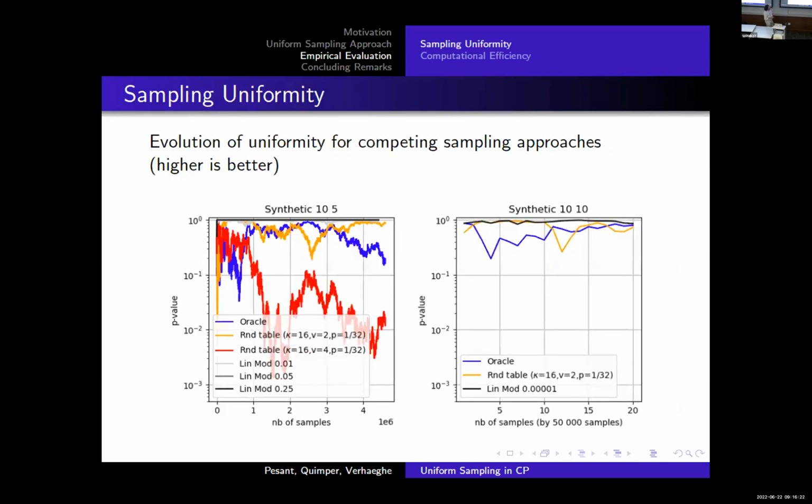Okay, graphs here. So we generate a bunch of samples. The x-axis is number of samples, and we track how uniform it is as we go. Higher curve is better, right? Closer to 1 at the top is better. You will see throughout the gray lines are our approach with different lambdas, basically. The oracle is in blue, and the yellow is the random table, the other approach.